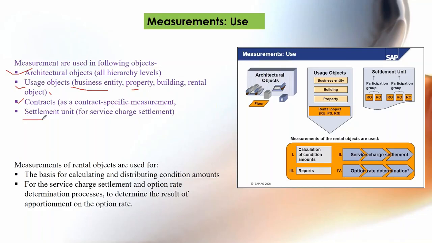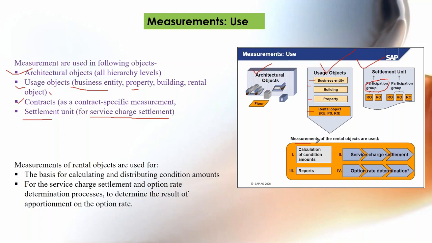The next is settlement unit. Settlement unit is a master data, and we use this settlement unit in service charge settlement. We'll understand how it is helping us. So here if you see the measurement use, we are defining in the architecture object, we are assigning in usage object, all the levels, business entity, building, property, rental object, and in settlement unit. In settlement unit, we used to have participation group. In participation group, we used to have rental object. So settlement unit, basically you can combine multiple rental objects at one place, and then you can use this unit for calculation of your service charge.